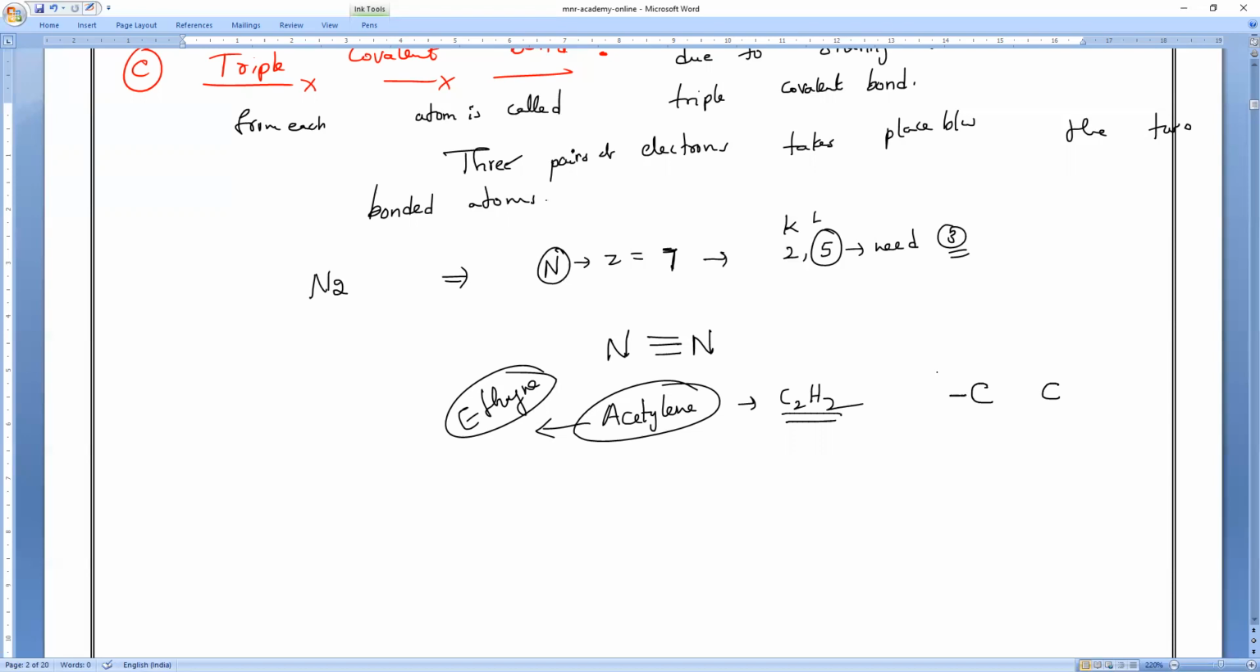So totally 2 carbon atoms. With hydrogen they can share only how many electrons? 1 electron. But the remaining 3 electrons are shared among themselves. So that is how the triple bond will form. Ethine, or we can say acetylene. Okay, so please write it. Any doubt? Please ask. Clear, everybody?